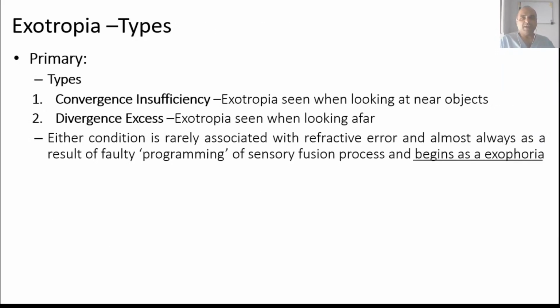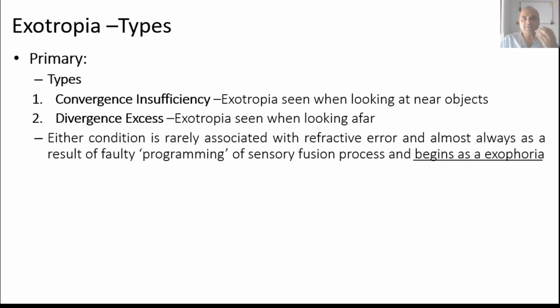So of the primary, the first one is convergence insufficiency, which is exotropia which is greater or apparent when you are looking at near. A divergence excess exotropia is an exotropia seen when the patient is looking afar.